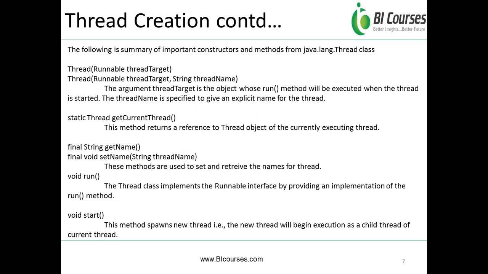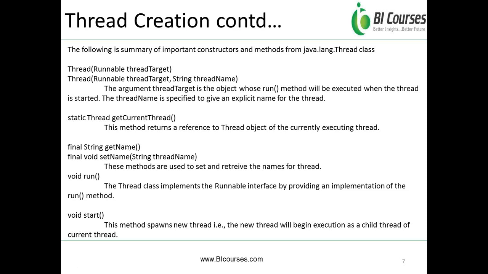Here is a summary of important constructors and methods from the Thread class. We can create a Thread by passing the Runnable object, the thread target, and also the thread target and thread name. We will see examples of how to create threads using the Runnable interface and the Thread class. Also, the static method currentThread from the Thread class lets us get the current thread, and getName will give you the name of the current thread.